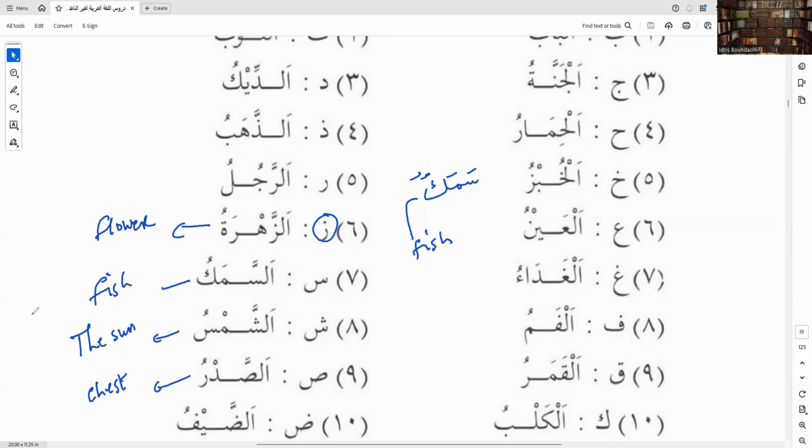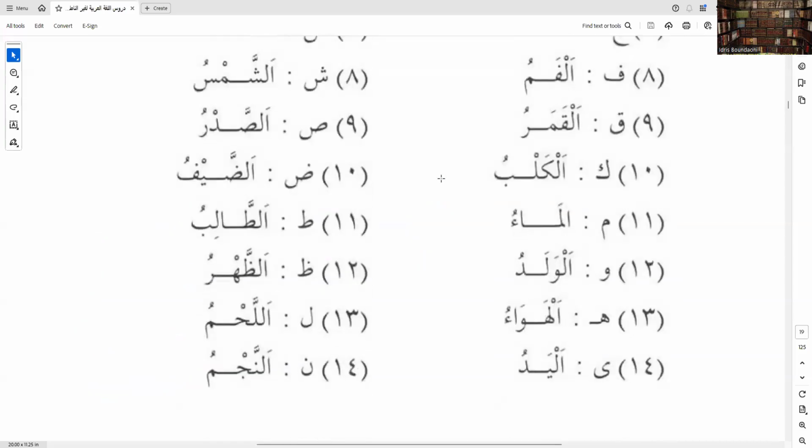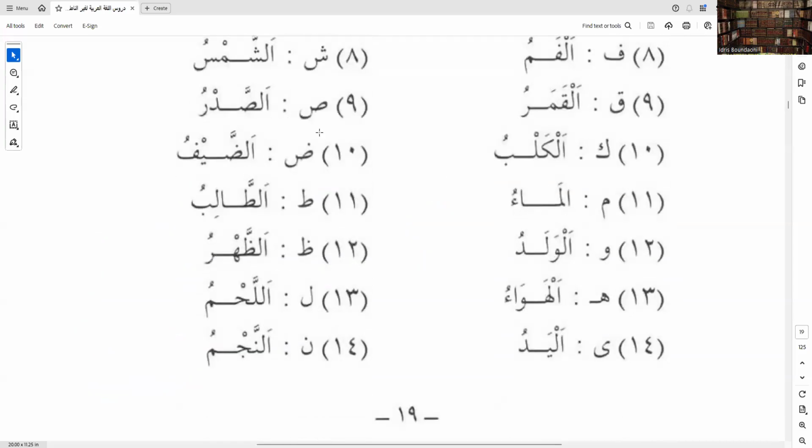And then we have dayfun. Dayfun is a guest or a visitor. Then we say ad-dayf, the visitor or the guest. Then ta: at-talib, the student. We've met this word. Then we have the word zahr.